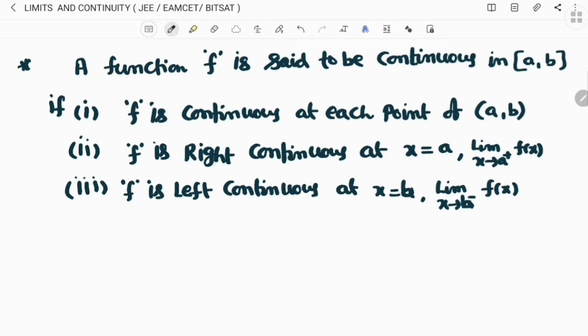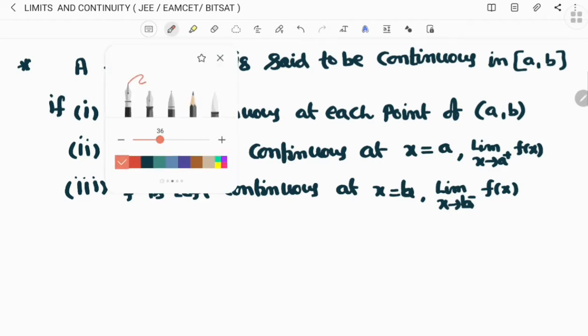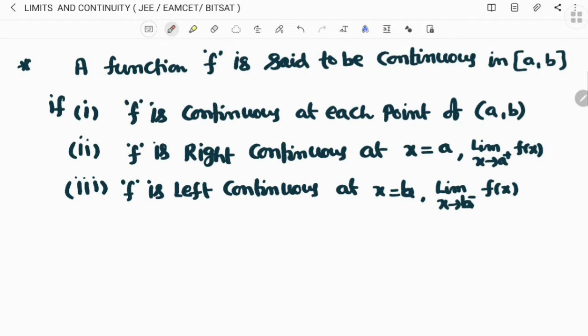You have to remember, in the closed interval f is said to be continuous means, first, f is continuous at each and every point in a comma b, each point of open interval of a comma b. Second, f is right continuous at x is equal to a, that is limit x tends to a plus f of x. Third, f is left continuous at x is equal to b, that is limit x tends to b minus f of x. In these cases the function is continuous in closed interval. This is the closed interval concept.